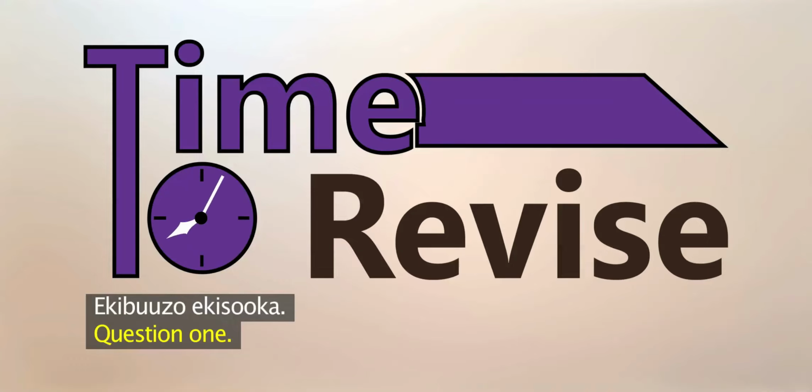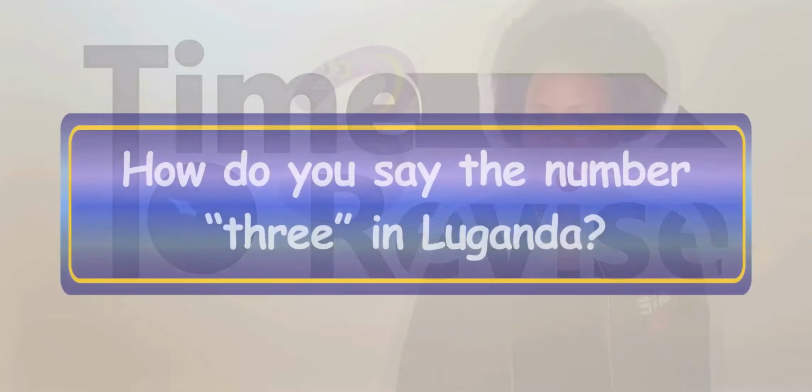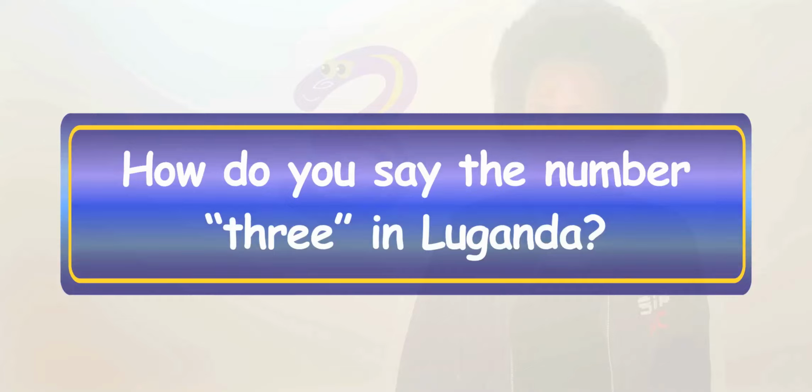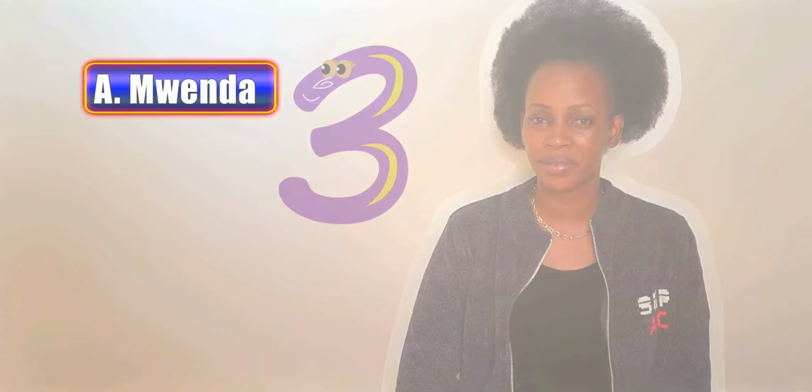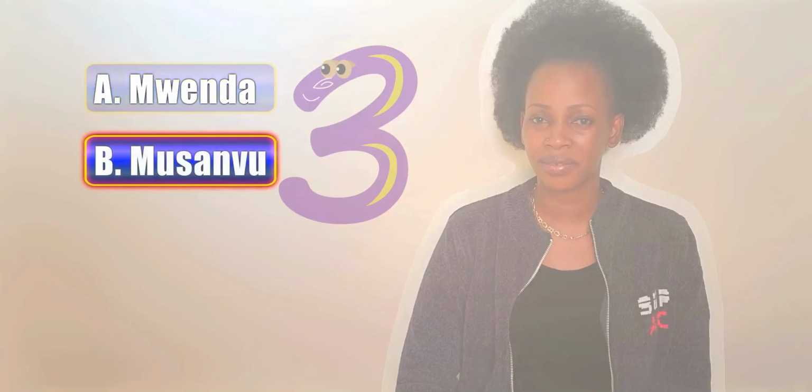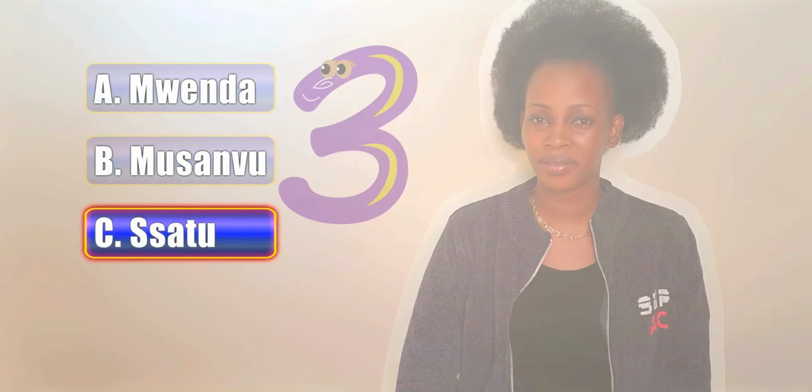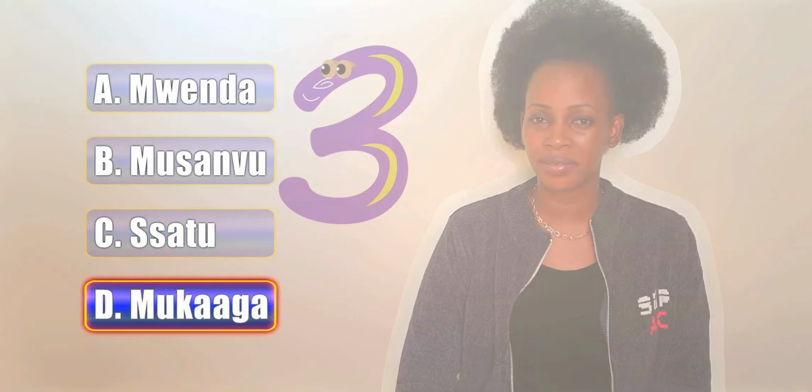Question 1. How do you say the number 3 in Luganda? Is it A, Mwenda? Or B, Musanvu? C, Ssatu? Or D, Mukaaga?